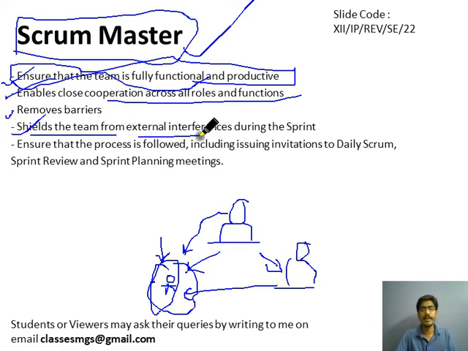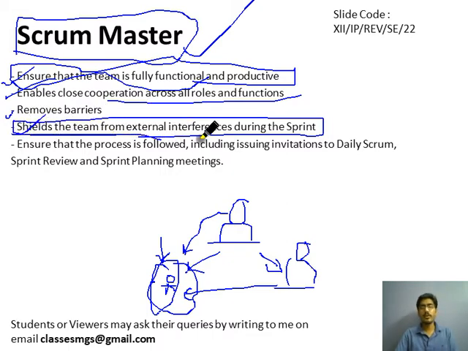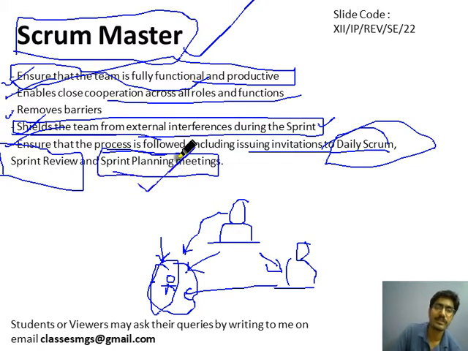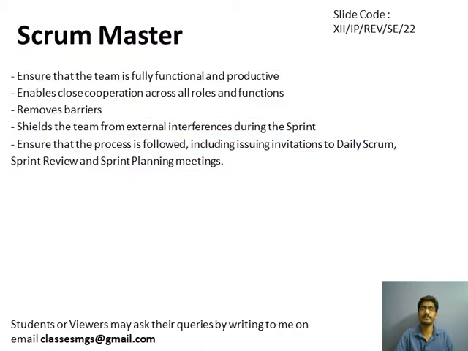He shields the team from external interference during the sprint. He is responsible for keeping the team focused on the sprint goals before it finishes. He ensures the process is followed: daily Scrum meetings are conducted daily, the sprint review meeting is conducted on completion of the sprint, and sprint planning meetings are conducted properly before the starting of the sprint. That is how the Scrum Master plays a role in agile software development.